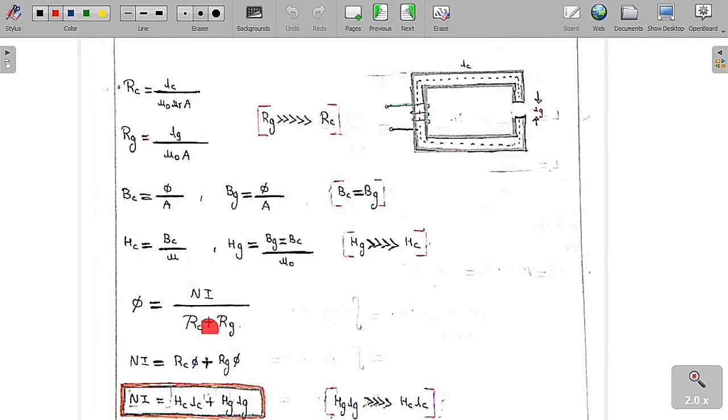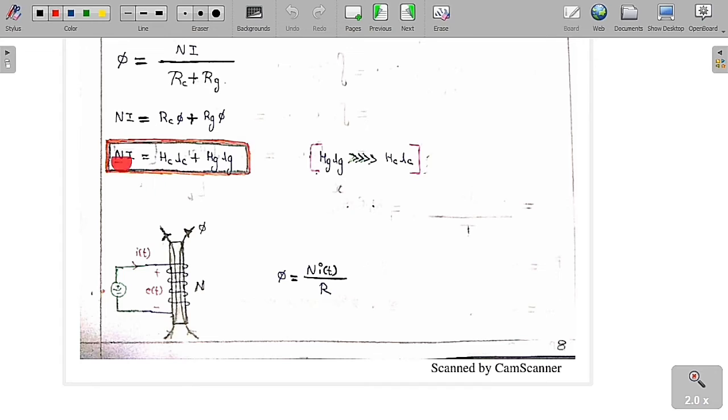If you want to find the overall flux, flux is equal to Ni by overall reluctance. Reluctance is the addition of these two, Rc plus Rg. After simplification, we get Ni equal to phi into Rc plus phi into Rg. If you apply Ampere's rule, we get Ni equal to Hc into Lc plus Hg into Lg. I have already told you Hg into Lg is always greater than Hc into Lc, because Hg is very high when compared to Hc.